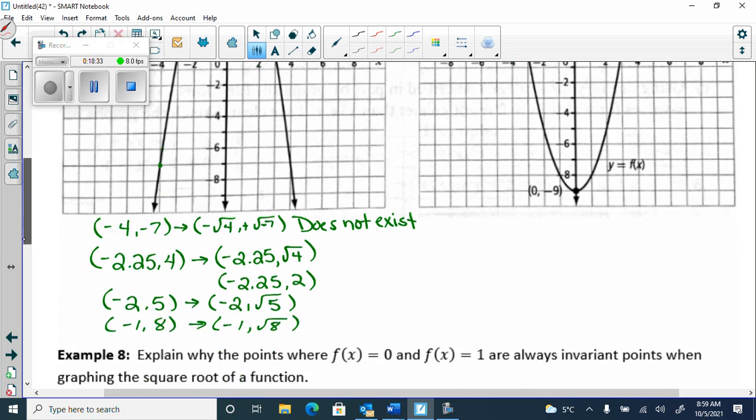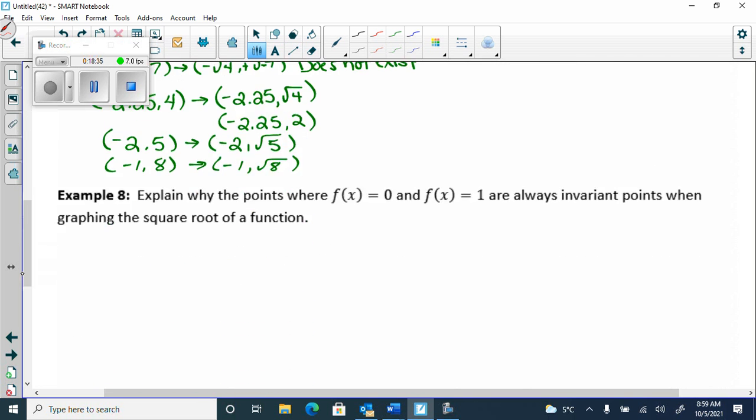I just realized. Now here, example 8. Explain why the points where f of x equals 0 and f of x equals 1 are always invariant when the graph is the square root of a function. How would you explain that on a test if someone asked you to explain it?